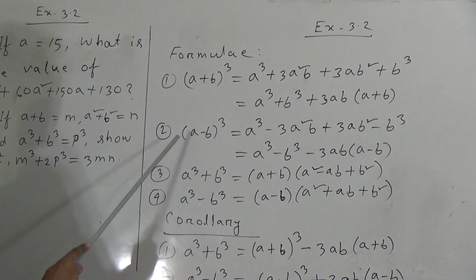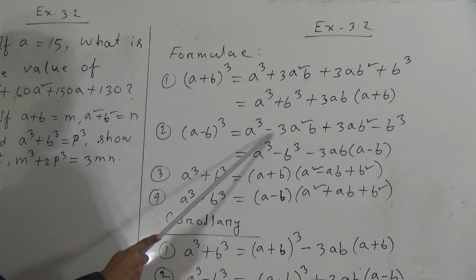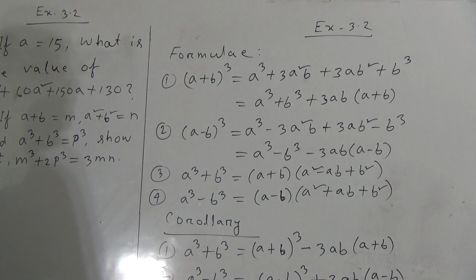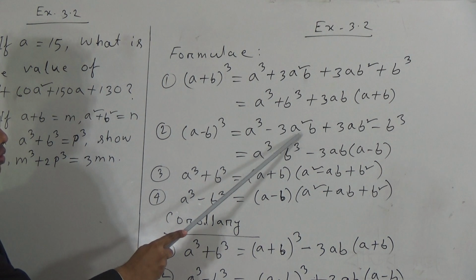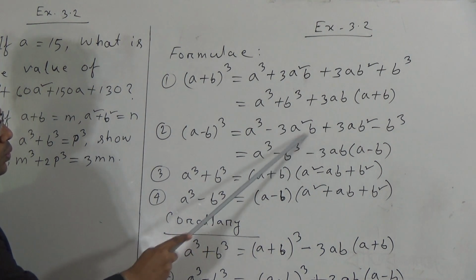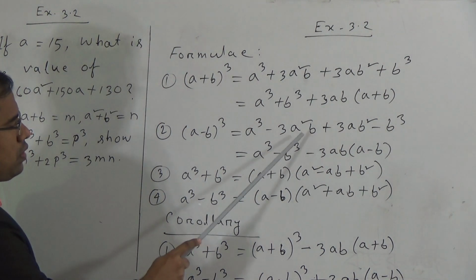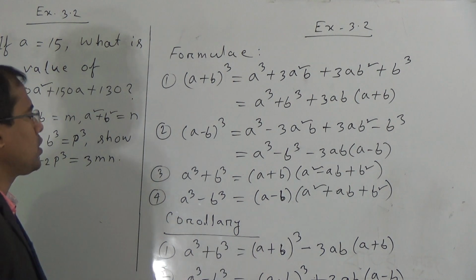Another formula, (a minus b) whole cube is equal to a cube minus 3a square b plus 3ab square minus b cube. Here a cube minus b cube, then 3ab and 3ab are common. In two terms 3ab are common, so we can write minus 3ab outside of the first bracket, and inside of the first bracket we can write a minus b.